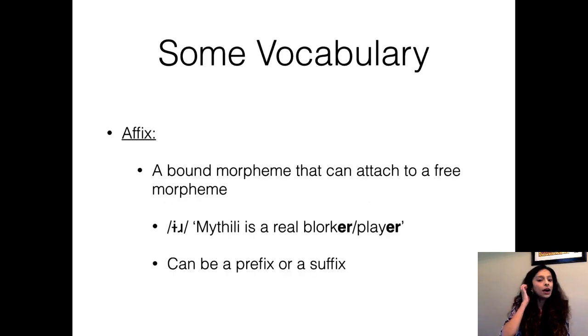We call these kinds of bound morphemes affixes in English, and we can divide them into two for English. We can have prefixes and suffixes. Prefixes come at the beginning of the word and suffixes come at the end of the word. And English also has a limited number of infixes, but there are other languages that have a lot more infixes than English. We won't worry about them in 315.